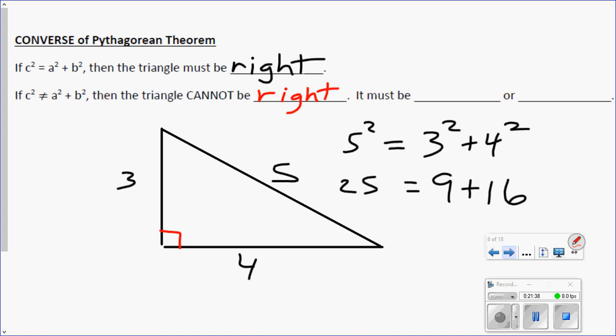If it's not a right triangle, what is it? Orlando? If it's not a right triangle, what is it? It's either a what or a what? Obtuse or acute. Thanks a lot.